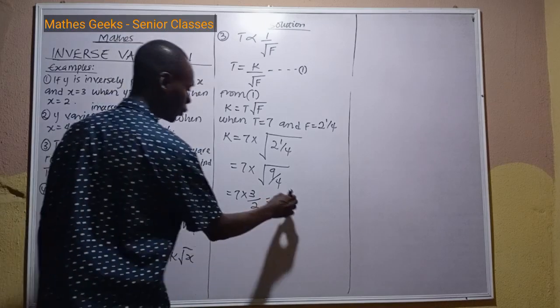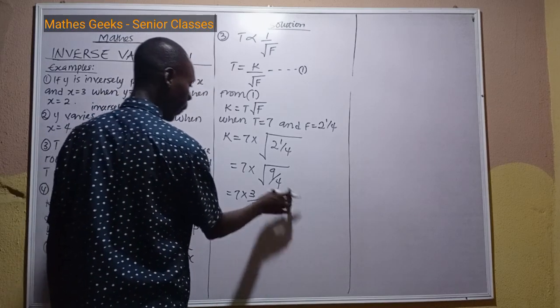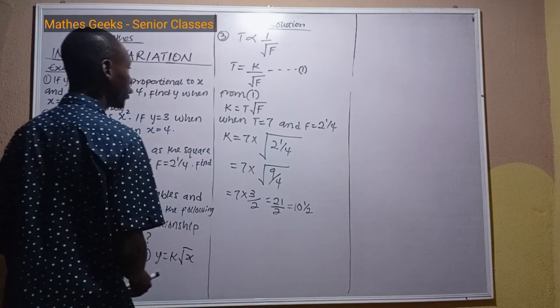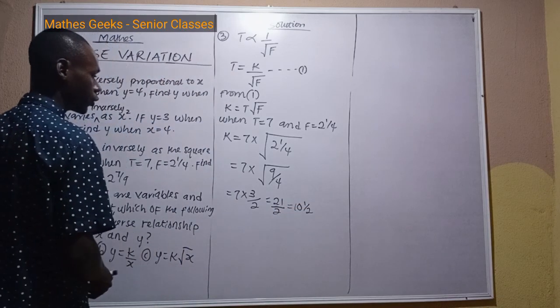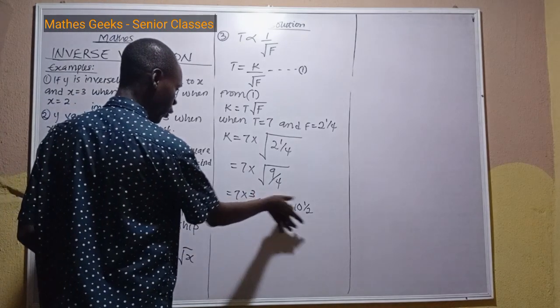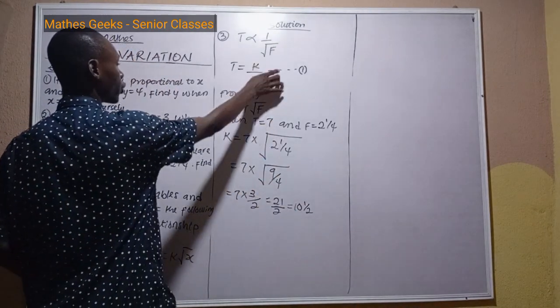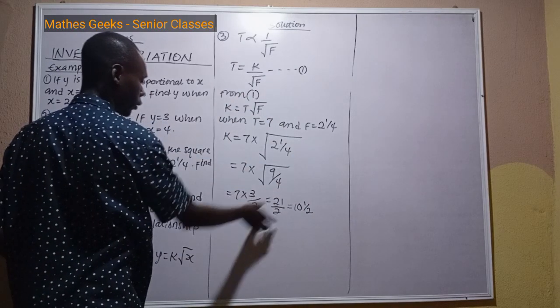So 21 over 2 is 10 and 1 over 2. So k is equal to 21 over 2. You can leave it like this or leave it in this form, but because we're going to substitute it into equation 1, I prefer we leave it this way.